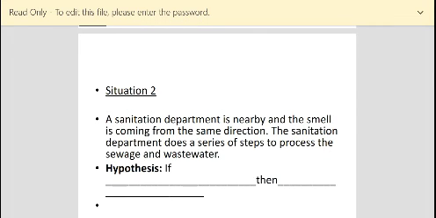Under situation 2, a sanitation department is nearby and the smell is coming from the same direction. The sanitation department does a series of steps to process the sewage and wastewater. Hypothesis: if dash, then dash. If you understand this concept, then it will be very easy for you to do this activity. You do it on your own and you find answers. If you understand the variables, it's very simple to write down the hypothesis or to predict, to give this academic guess, if you identify the variables and their relationship.